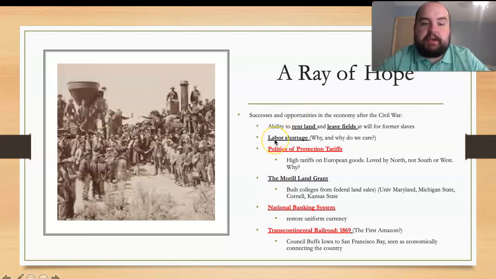Labor shortage actually also provided an opportunity. So it was, on a certain hand, a problem because you didn't have access to as many workers, but why would that create an opportunity for other workers?